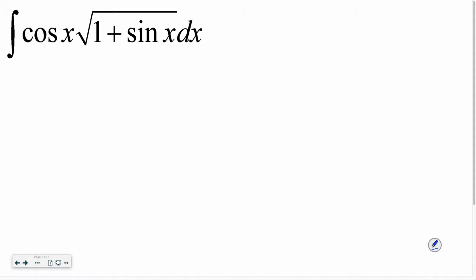Okay, do we have a candidate for u substitution? It would be 1 minus sine squared in order to be able to change to cosine squared. So we have two different groups of trig functions here. Sean, what would we want u to equal?